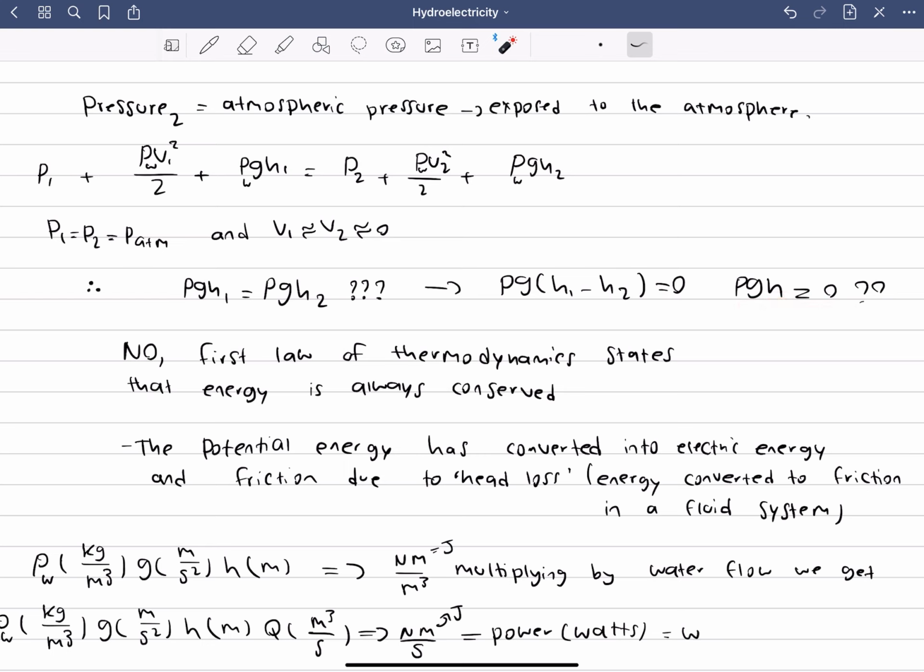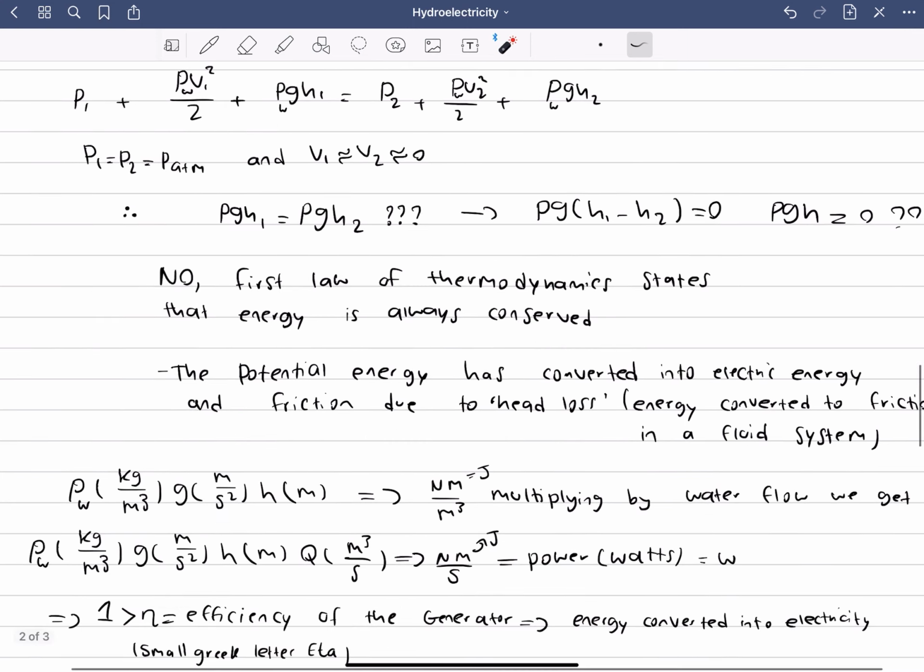So the first law of thermodynamics states that energy is always conserved. In this case, the potential energy has been converted into electric energy and friction due to head loss, which is a technical term for energy converted to friction in a fluid system.